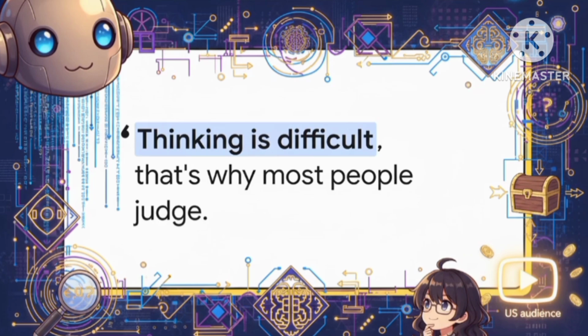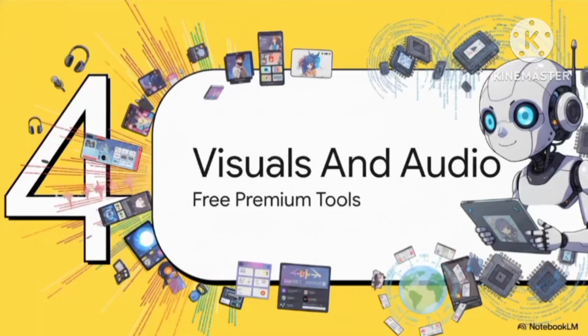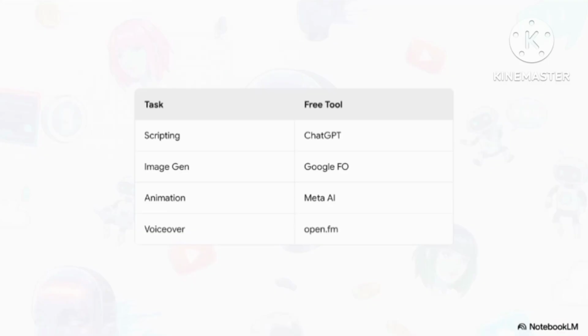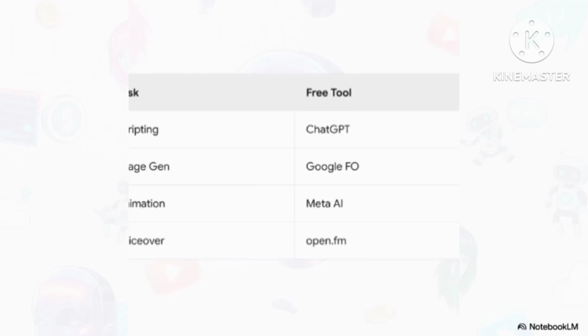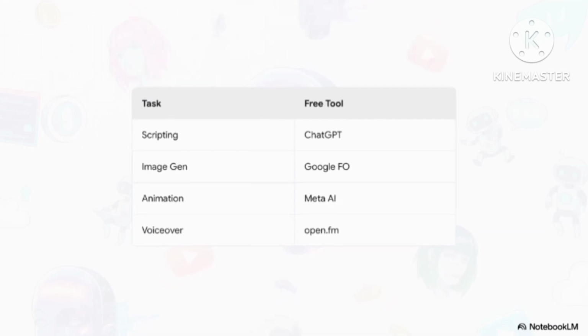This is an actual line generated during this exact process for content that's going to genuinely resonate with a US audience. That brings us to Section 4, generating visuals and audio, using free AI tools for a premium look. Here's the absolute best part. This entire process is completely de-risked because every single tool you need is 100% free. You're using ChatGPT for the scripting.